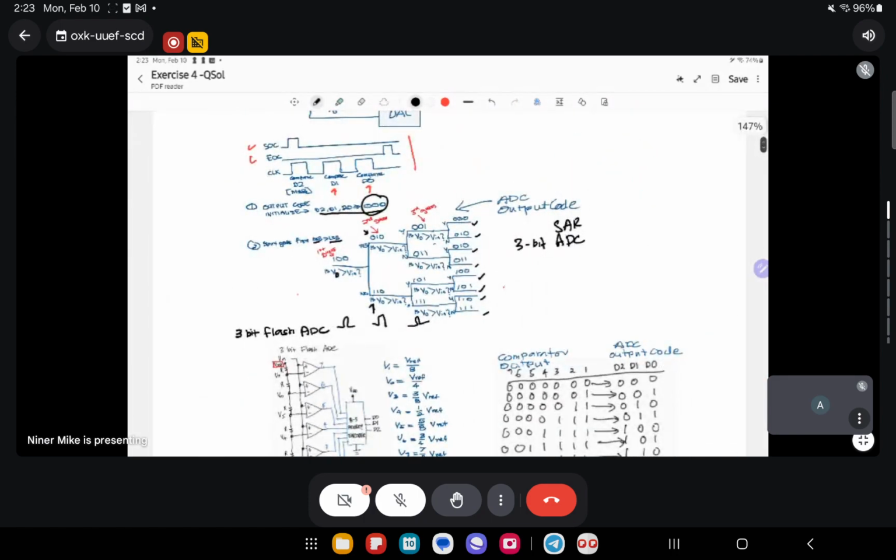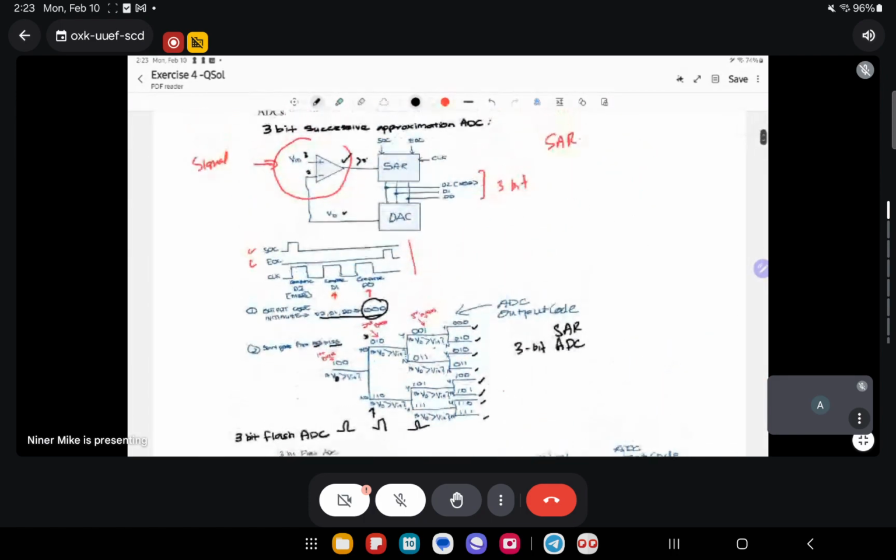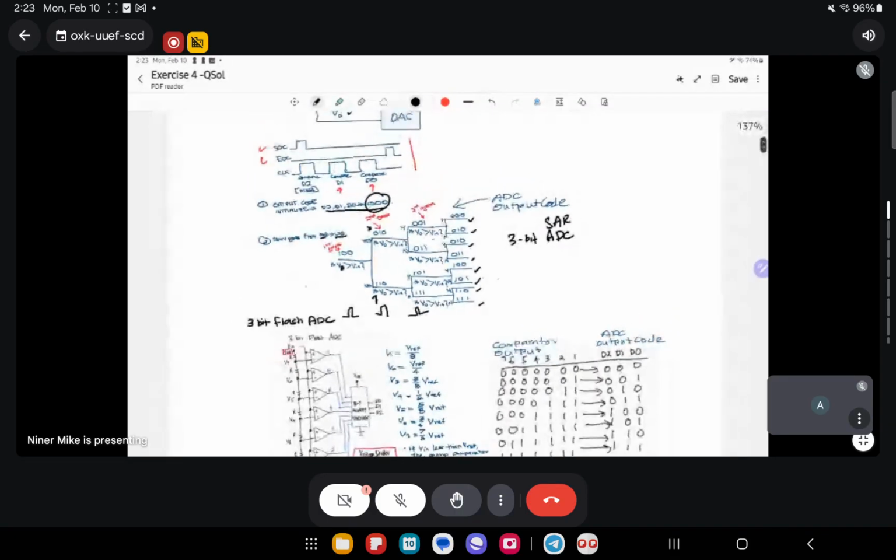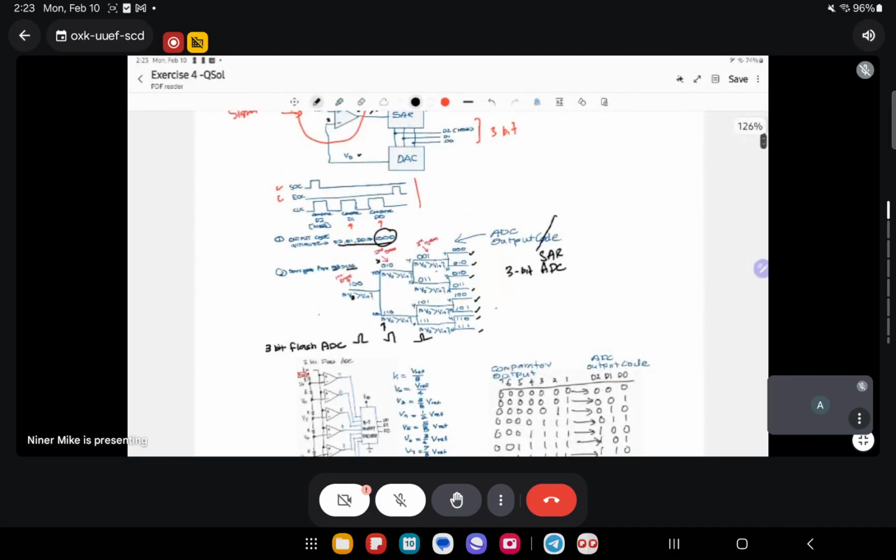Okay, that's it. Any question? If any doubt about this, I will give this answer for you to analyze. No? So that is the way to calculate.